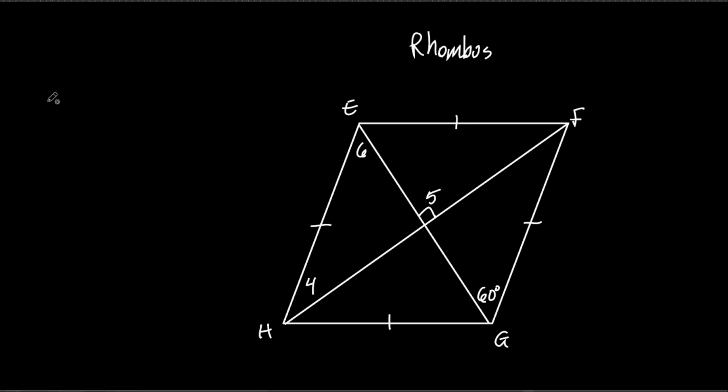Everybody with me? Number 9 says find angle EFG. Angle EFG. All right, where's EFG? Let's mark it in yellow. EFG, that's this big old angle right here. That's what we got to find. What do you think?